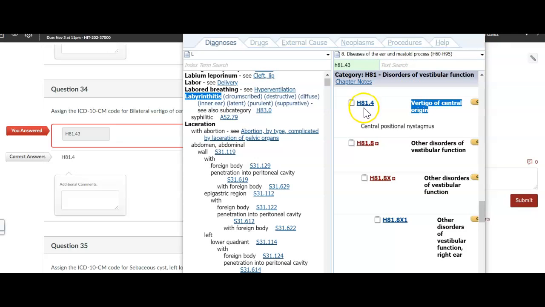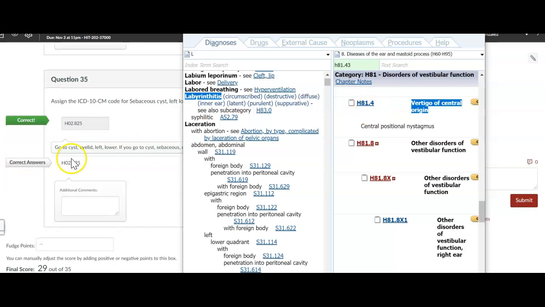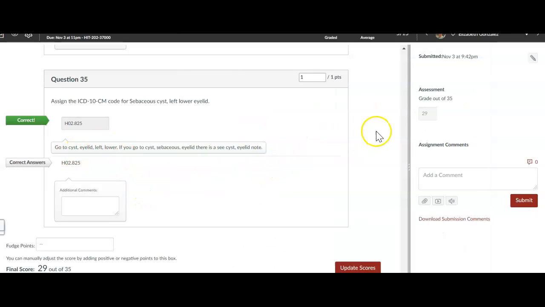I have just H81.4. All right, so the rest of everything looked great. You overall did a nice job. Let me know if you have any questions.